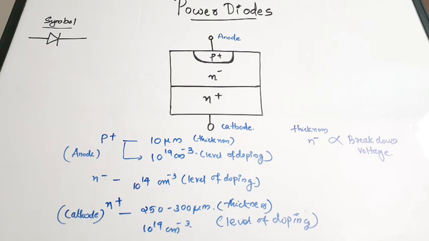The diode will conduct. That is called the forward conducting mode. And the range of forward conducting voltage drop is actually 0.5 volt to 1.2 volt. Okay, so I'll write it here.